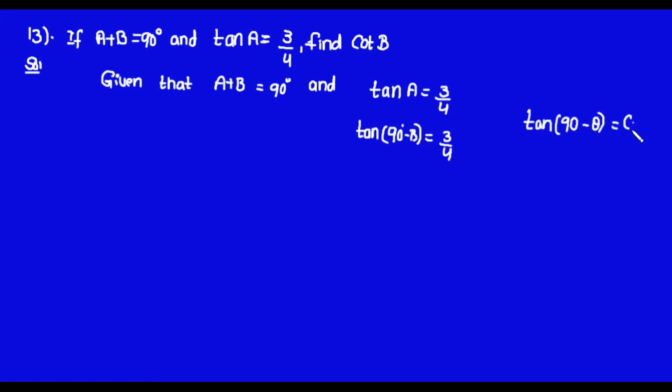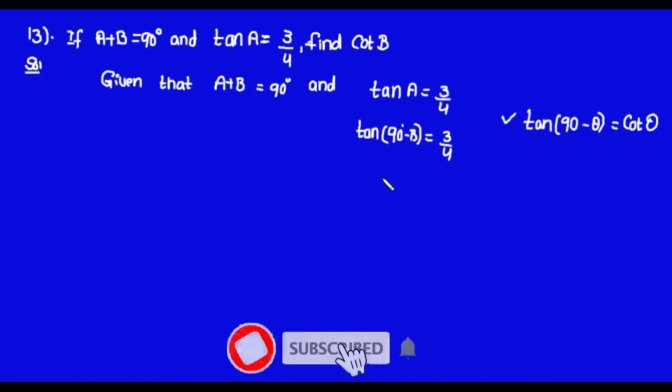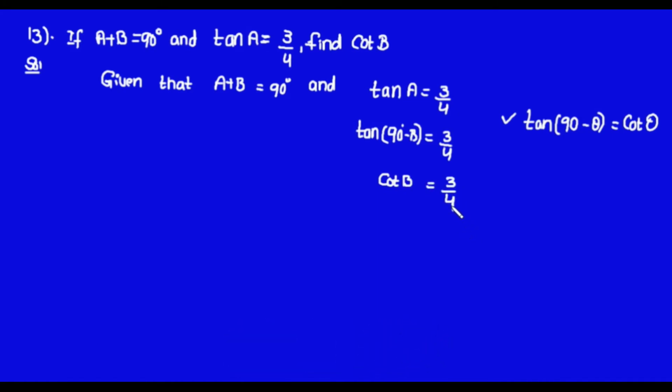We know that tan of 90 minus theta is equal to cot theta. That means tan of 90 minus b can be written as cot b, that is equal to 3 by 4. Therefore, cot b is equal to 3 by 4.